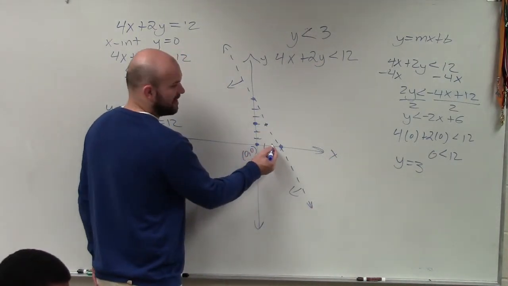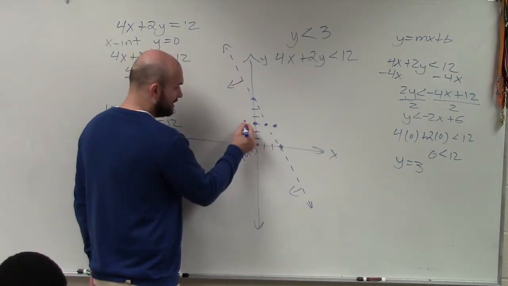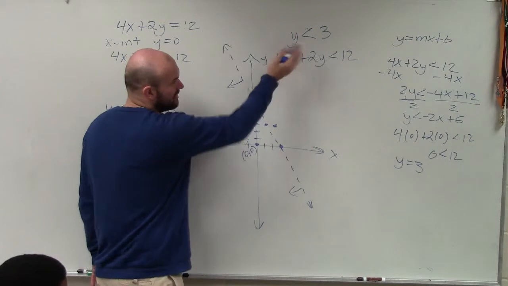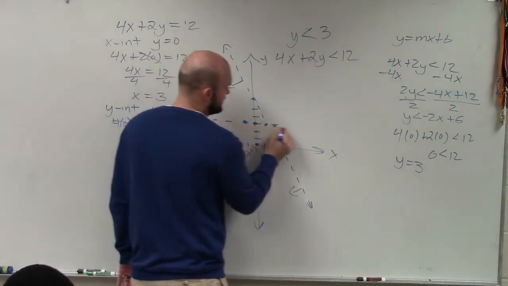What about when x equals 2? What does y equal? 3. What about when x equals negative 1? What does y equal? 3. So y less than 3 is this horizontal line. Again, it's less than. That's going to tell us it's a dashed line.